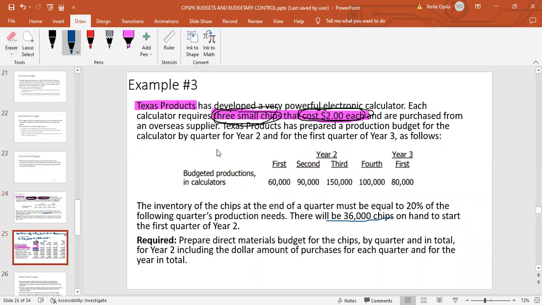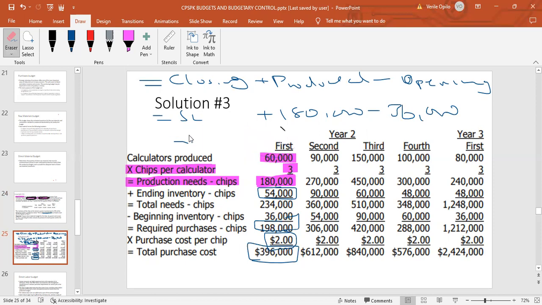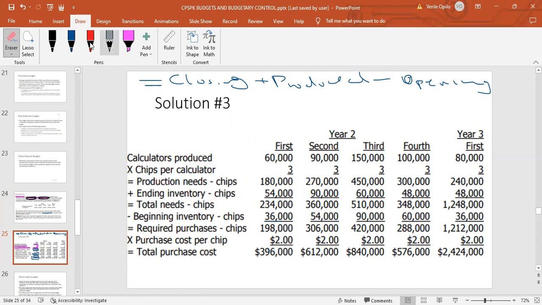So the opening inventory is 36,000, meaning that we're going to require a total of 198,000 chips to be bought during this period. Now that we need to buy 198,000 chips, each chip is going for $2 each, meaning that the total purchase cost will be equal to $396,000. So that is now for the first quarter. We go ahead and do the second quarter, the third quarter, and the fourth quarter using the same concept.